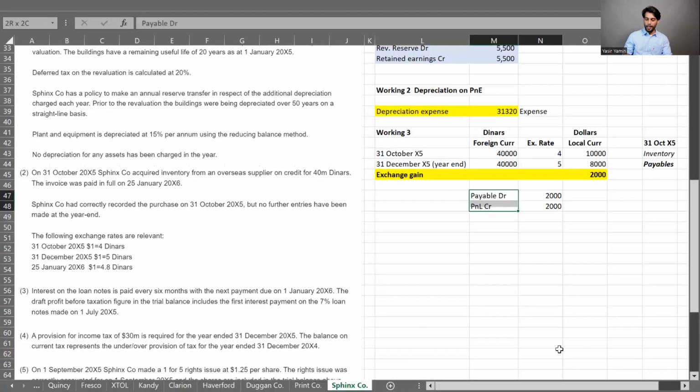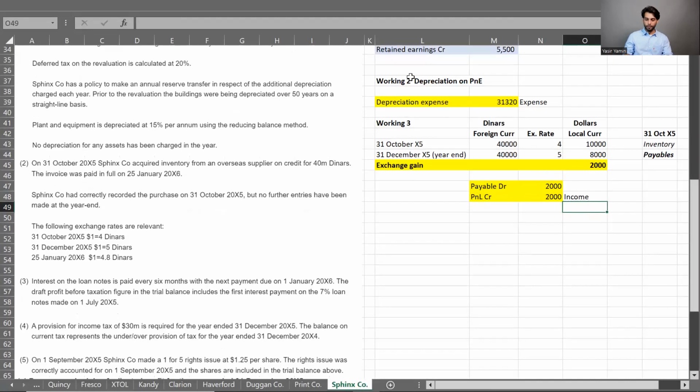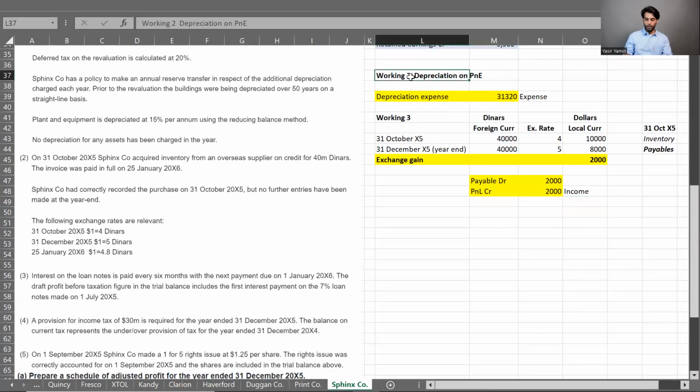Now, this is an income. It will go in the schedule of adjustments. Done? Perfect. Excellent, guys. Very good. So now we are done with working number 3 as well. All right. So let's go for working number 4 now.